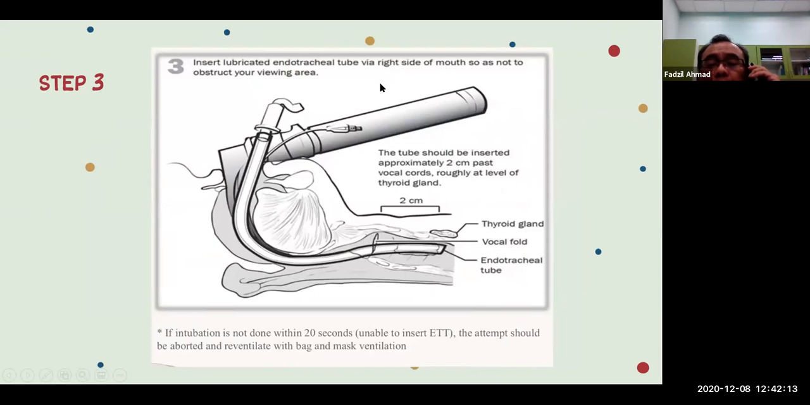Okay, for step 3, we insert a lubricated endotracheal tube via the side of the mouth, so it does not obstruct the view.